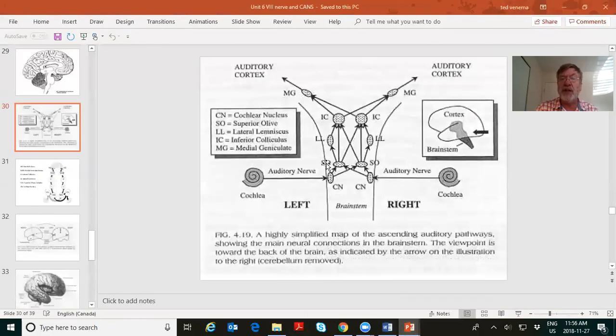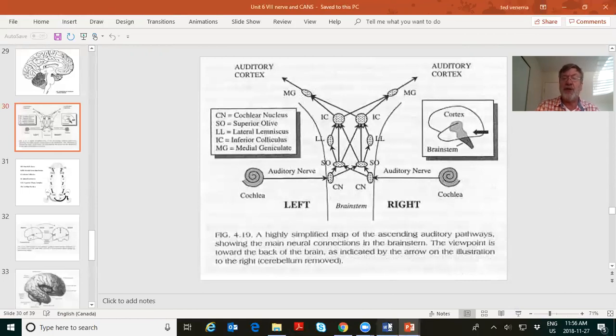So the SOCs here, they are involved in the acoustic reflex. They are involved in the directionality of sound, because your ears are comparing the time of arrival to detect the direction of low frequency sounds, and they're detecting tiny intensity differences between the ears in order to detect the localization or direction of high frequency sounds.